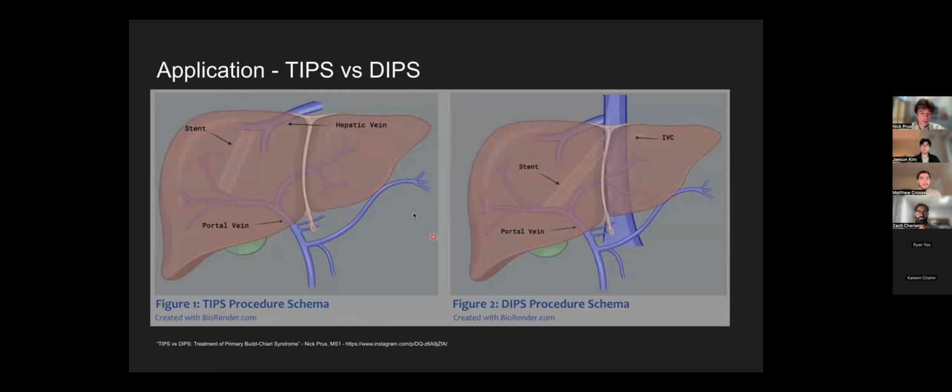Like I said, TIPS and DIPS: transjugular intrahepatic portosystemic shunt, a stent connecting the hepatic and portal vein. And if there's an occlusion in the hepatic vein, then you can go from the IVC directly into the portal vein.